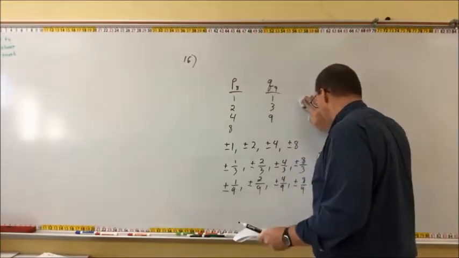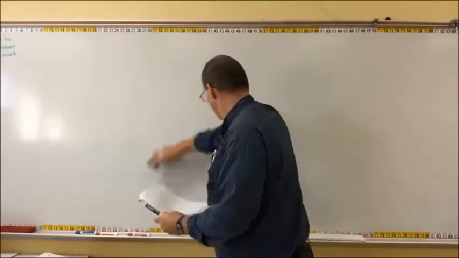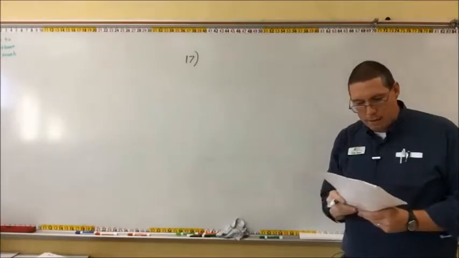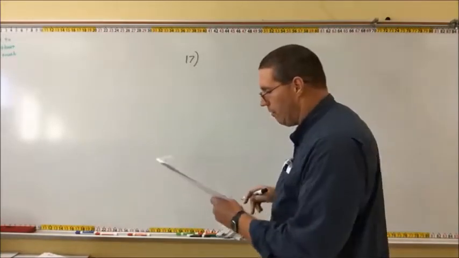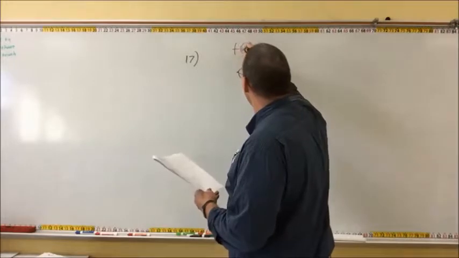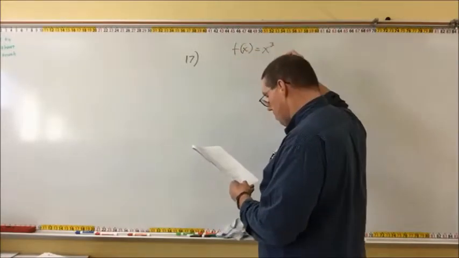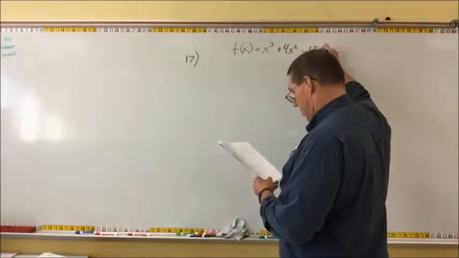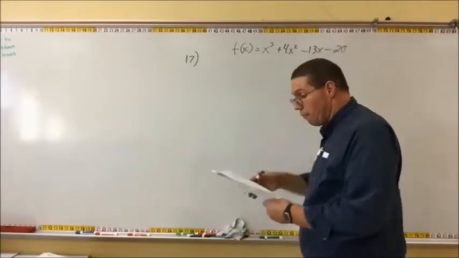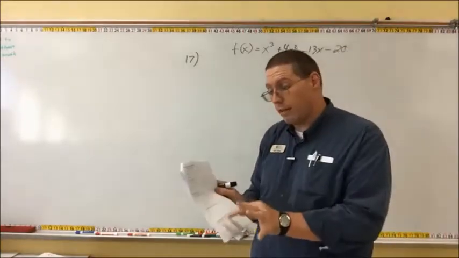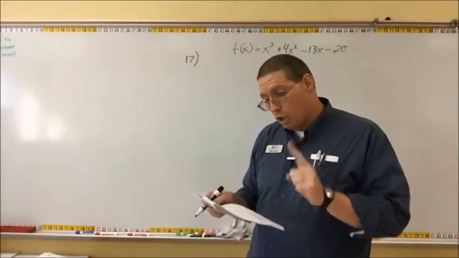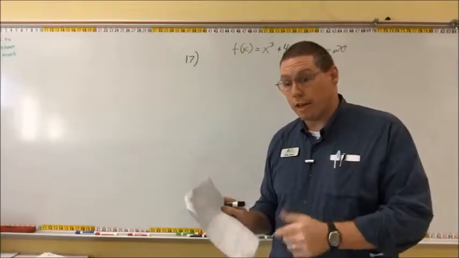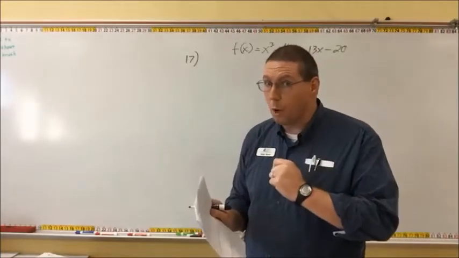Moving on to question 17. Question 17 says, use the remainder theorem to calculate the following output values of f of x. So in this case, f of x is equal to x to the third power plus 4x squared minus 13x minus 20. Now, I gave you plenty of room down here to do synthetic division. One synthetic division under each one. It says, show your use of synthetic division for each output value. I have to see your synthetic division right here on the paper. You only have to do one per question.